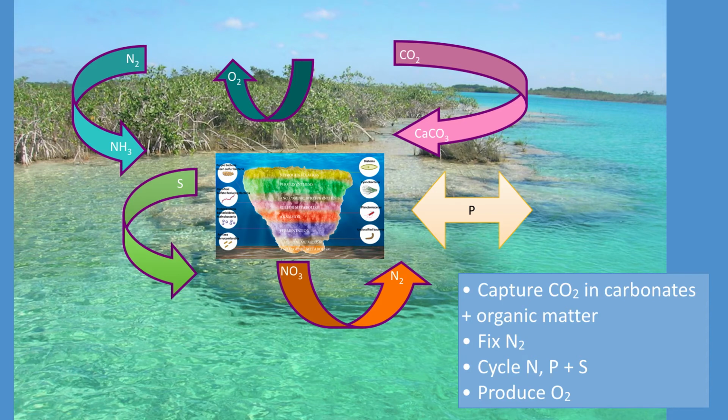So we know now that modern microbialites capture CO2 in carbonates but also in organic matter. They will be actively liberating and producing oxygen. They are sites of strong nitrogen fixation, cycling of phosphorus, sulfur, and these are self-sustainable communities that are highly productive in terms of carbon fixation.